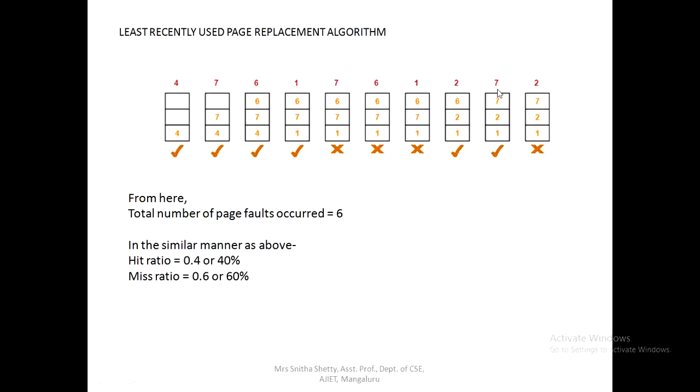Now you want to place 7. Which data has to be replaced by the 7? See here, 2 is near, next 1, next 6. So replace the 6 by 7. So 1 and 2 remain here. Replace that 6 by 7. So 7 is here.